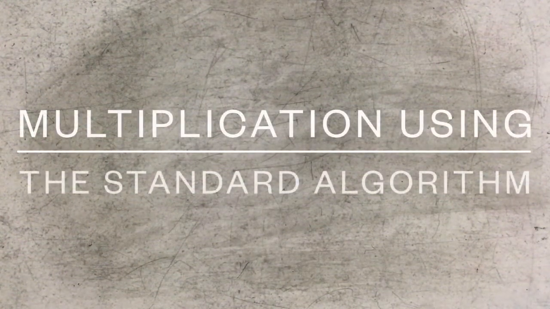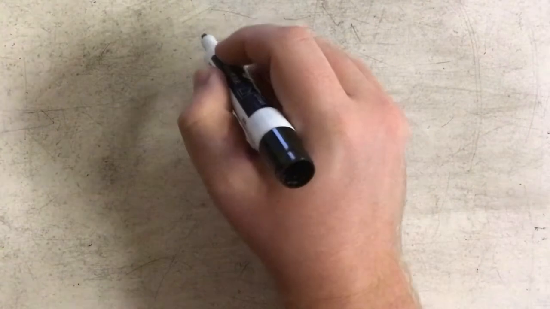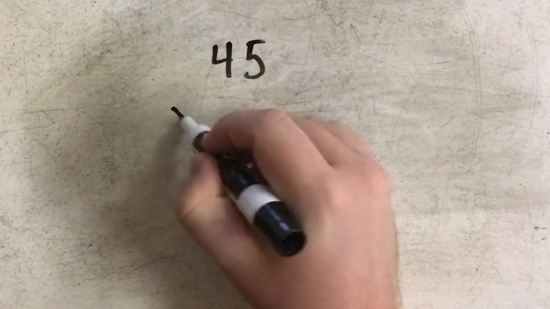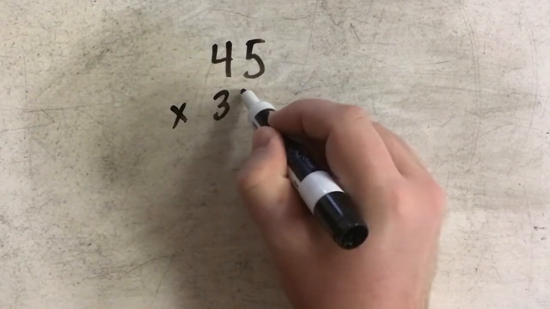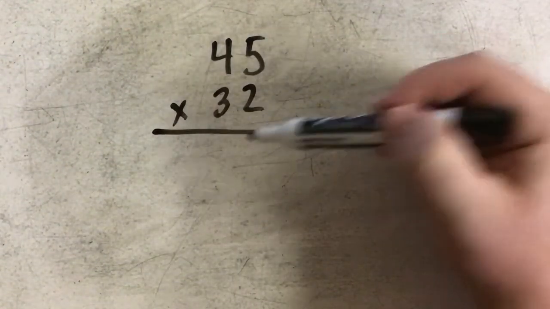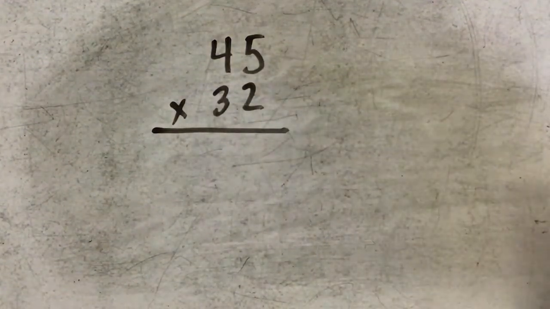Hey there. Today we're going to learn how to multiply using the traditional standard algorithm. When I multiply using the standard algorithm, I want to set my numbers up so that they are on top of each other, like this. So in this case, I have 45 times 32.